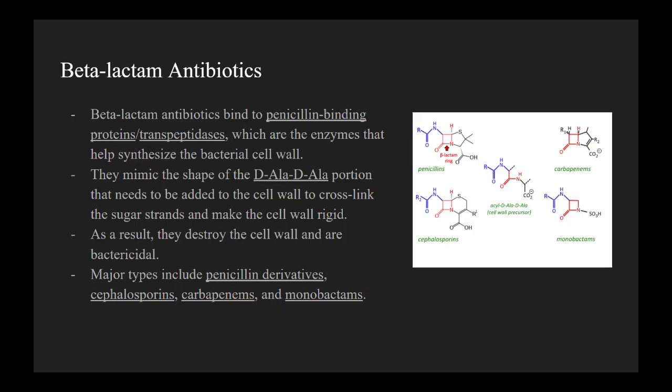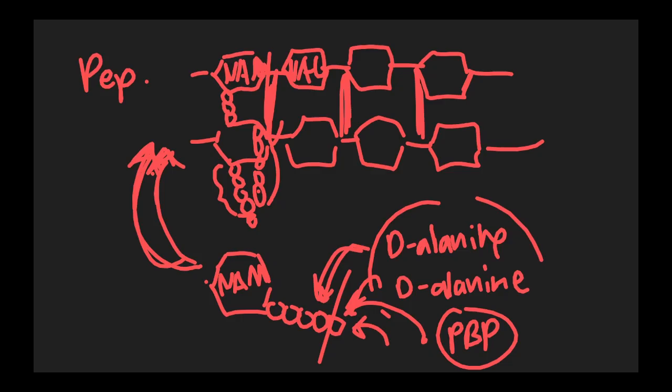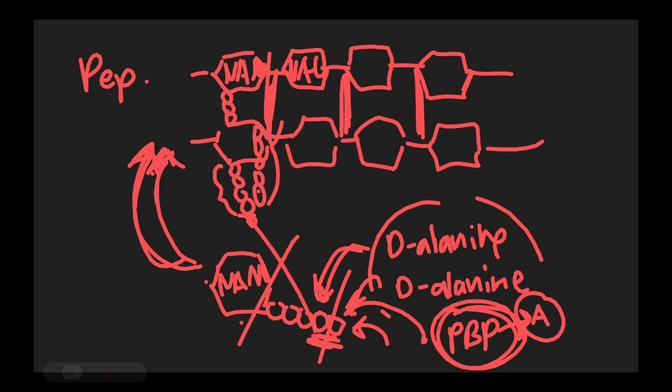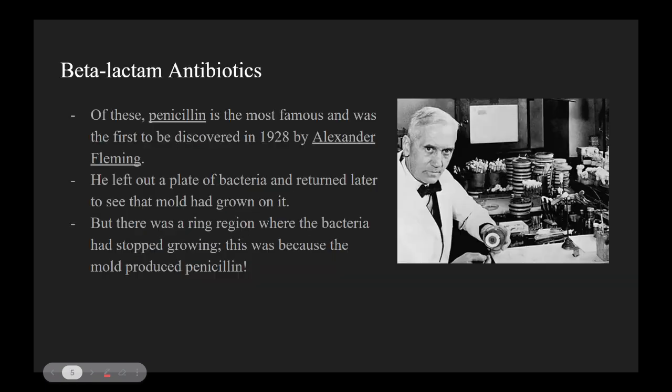But what these beta-lactam antibiotics do is they mimic the shape of these D-ala portions here. So the penicillin binding protein is now going to bind to, I'll just write A for antibiotic, this guy instead of binding to the D-ala to put it here. So this is basically inhibiting the action of the penicillin binding protein, which means that none of this stuff is going to happen and the cell wall can't be assembled. So hopefully that makes sense. Let me know if I need to explain that further.